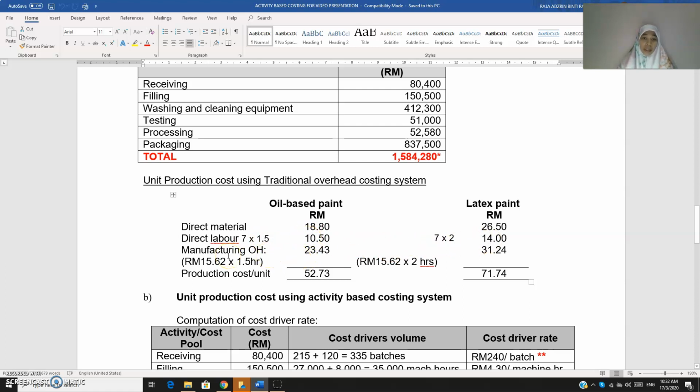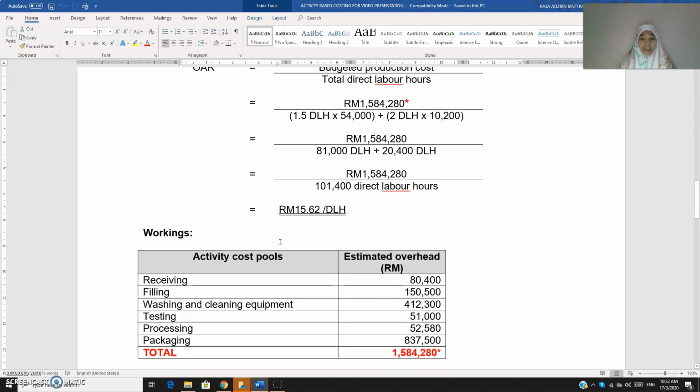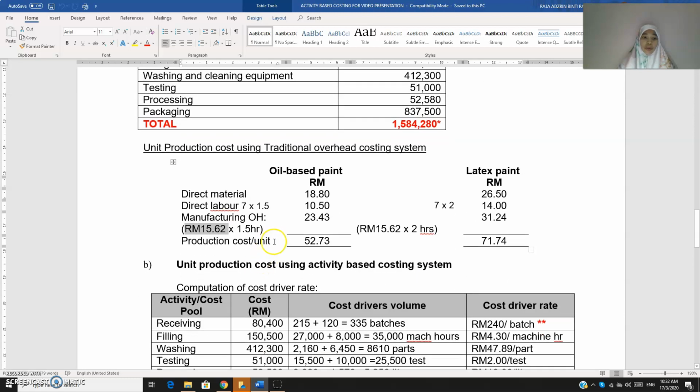Next, your overhead. You have calculated just now, your OAR is 15.62 per direct labor hour. Then you have to times with your direct labor hours consumed. Finally, you get the production cost per unit of your oil-based paint as 52.73 and your latex 71.74. That's for the first part of the question.